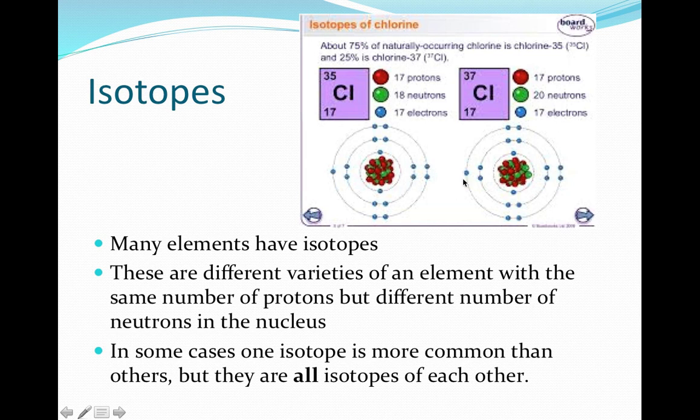This one's more common, this one's more rare, and if we therefore look at the periodic table, we'll see that the average, which is a weighted average for chlorine, gives us 35.5.